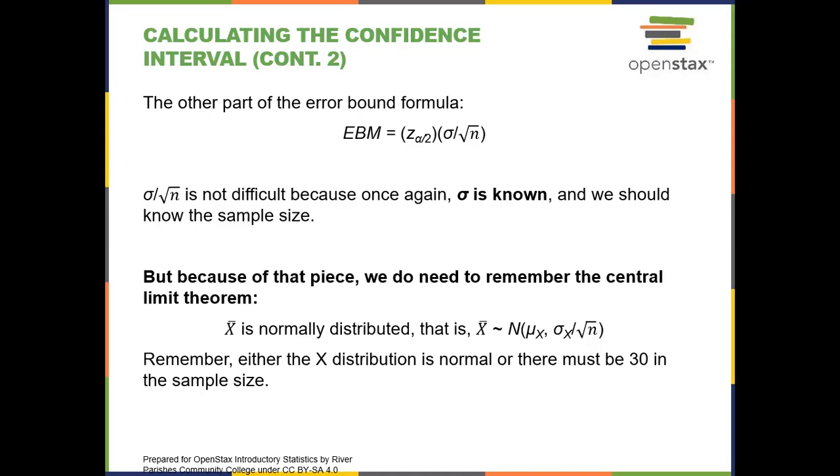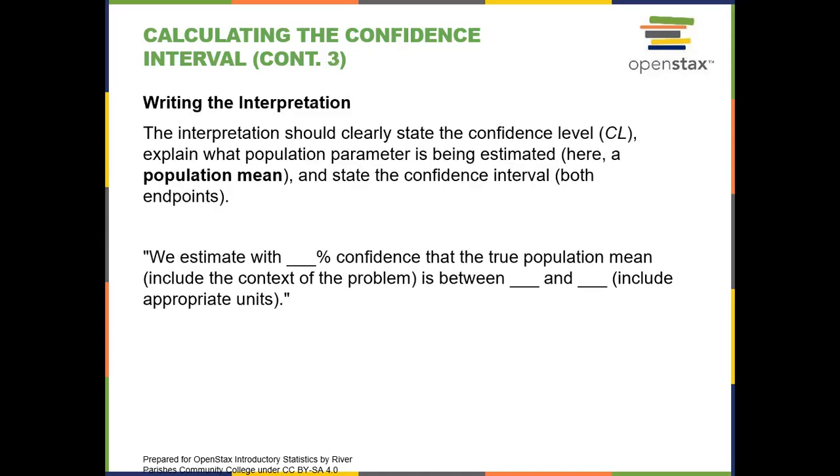So what they're saying is x bar is normal. That is, the sampling distribution of x bar, the probability distribution of x bar, is normally distributed, okay? And its mean is equal to the mean of the population, mu x is equal to mu, and its standard deviation is sigma x divided by square root of n. Remember, either that x distribution is normal or there must be 30 in the sample.